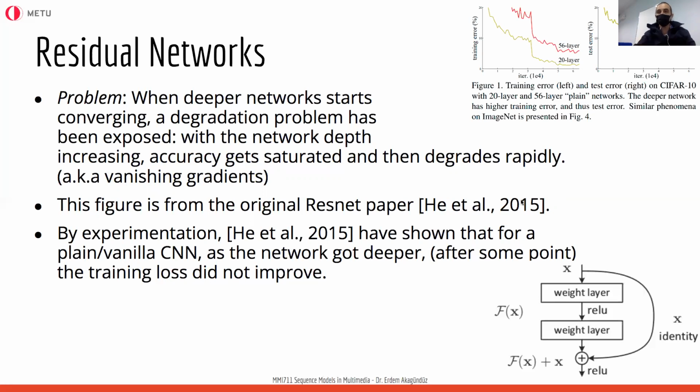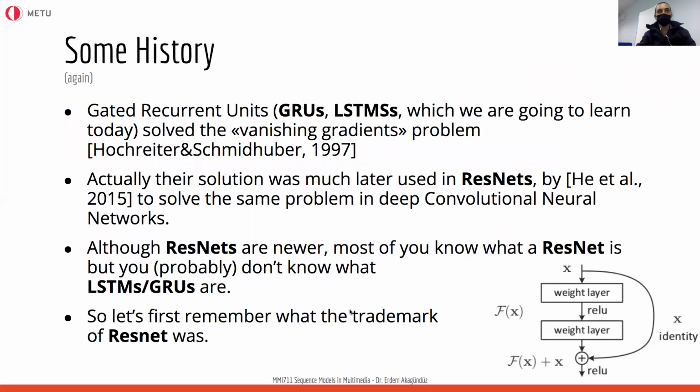But the funny thing is, the solution they proposed in 2015 was a solution that was taken from the LSTM structure. We are going to come to LSTM. I'm going to show you how LSTM solved the vanishing gradient problem for recurrent neural networks. But let us remember residual nets, which is something we already know, so we will get the idea. Then it will be easier for us to see how it was originally applied in LSTM.